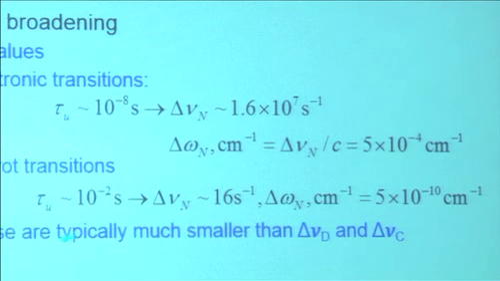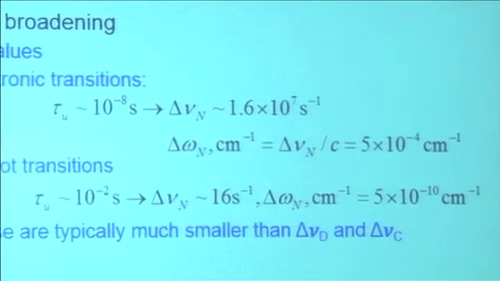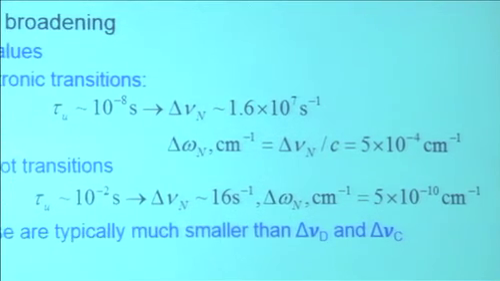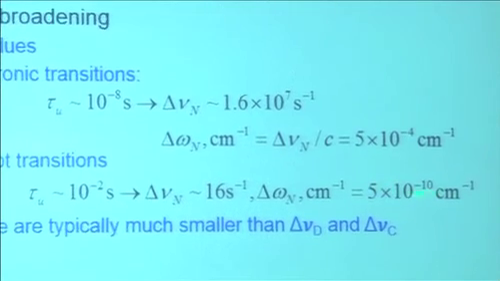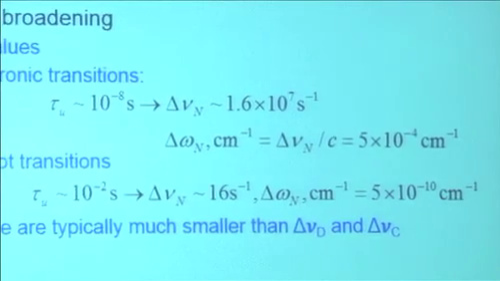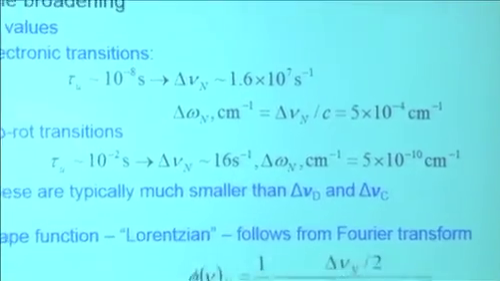If we go to the infrared and look at a vibration rotation transition where the lifetime might be, say, 100th of a second, that corresponds to 10 to the minus 10th wave numbers. So what does that say? That says that the natural line broadening in the infrared is pretty negligible. But we really have to compare these with the other types of broadening to see whether or not it's negligible. But they are typically much smaller than the Doppler width and the collision width I'm going to introduce now.